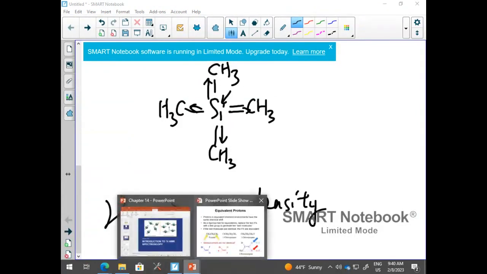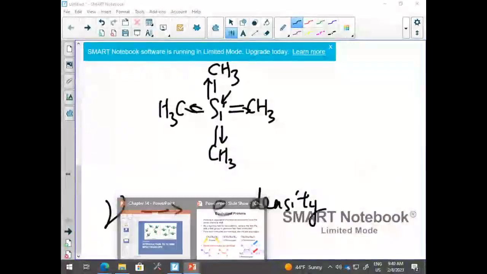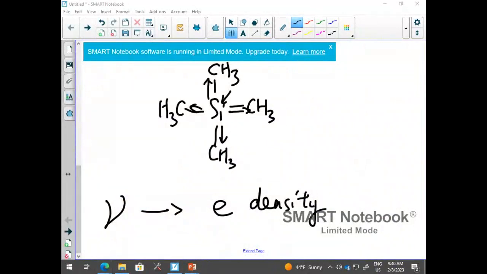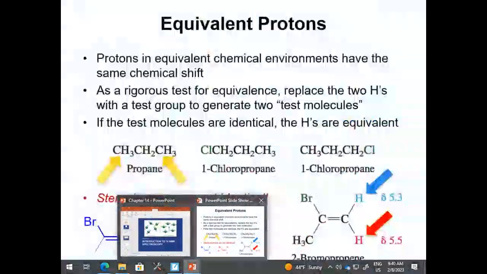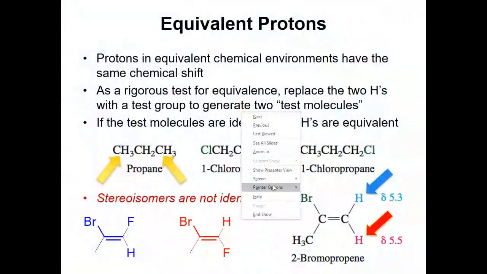I hate that. I cannot see my cursor. What happens? Maybe you have to change this.